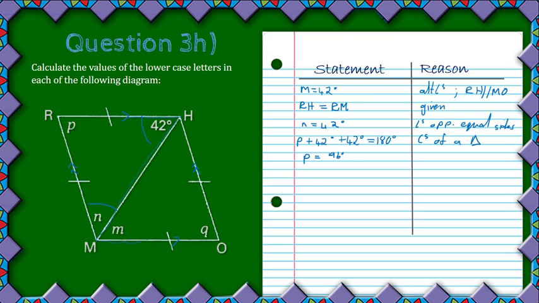Okay, then Q. Now the opposite angles of a rhombus are also equal. So we can just state that Q will be equal to 96 degrees. Opposite angles of rhombus equal.